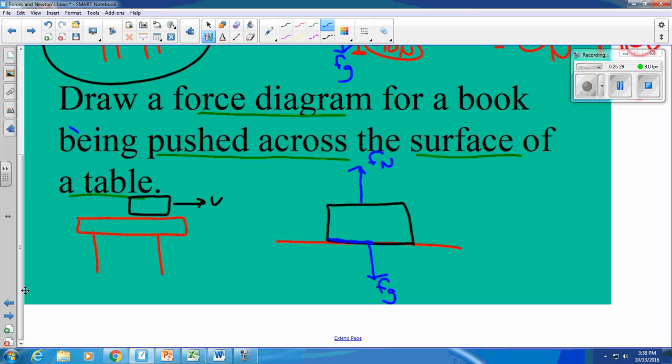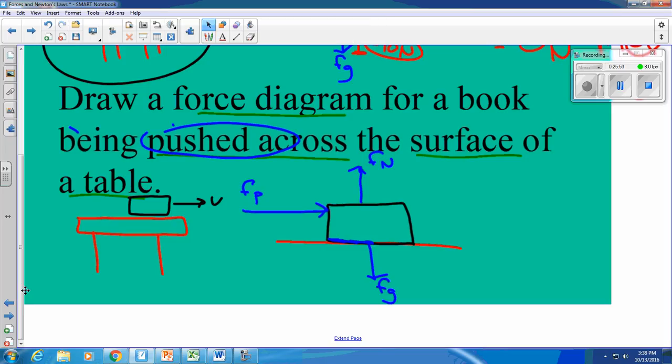Now my x direction. It's being pushed across the table. Therefore, let's make a push. So I'm going to draw an arrow from the back side to make a push, being pushed across the table. I'm going to call it force of P, force of push. Okay? So it's going across the table to my right.